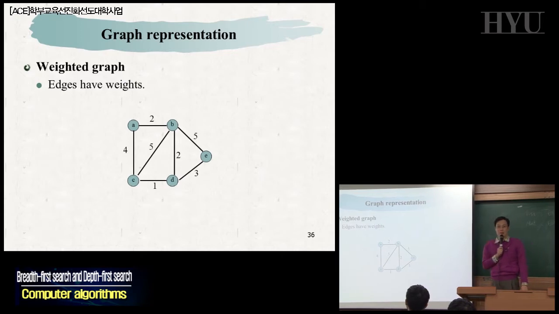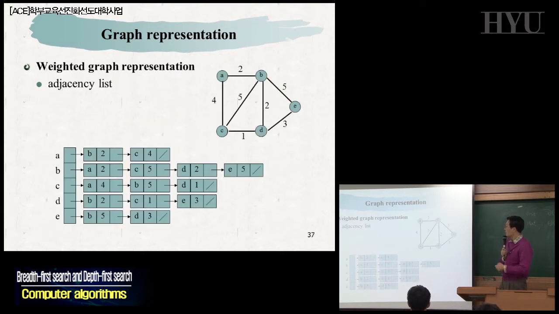Okay, then let me explain some extensions of the representations. This is a weighted graph. In this graph, every edge has its weight. The weight of this edge is 2, and the weight of this edge is 4. And this is the adjacency list of this weighted graph. And this adjacency list is different from its original form. What's the difference?